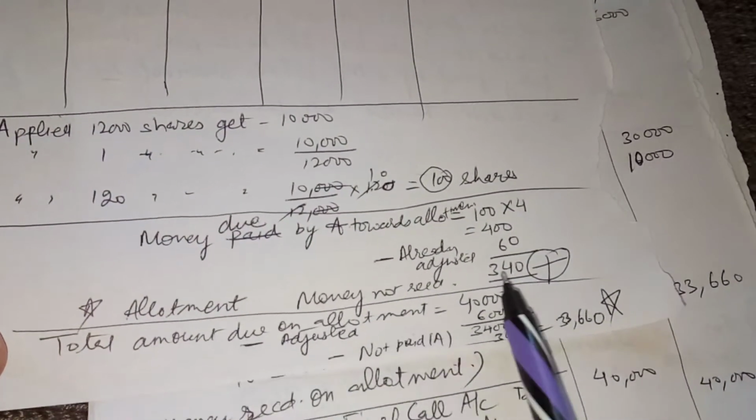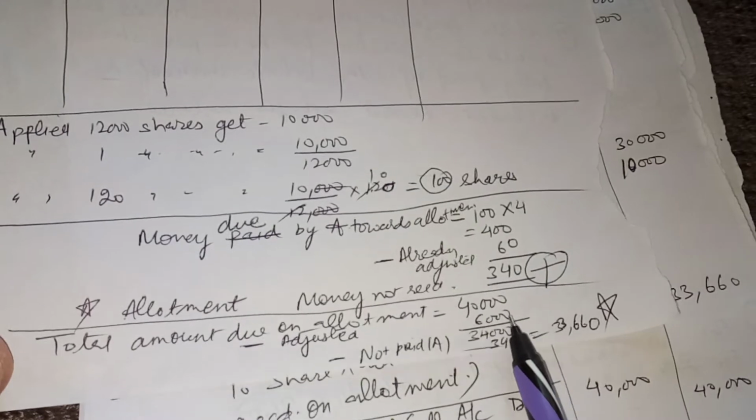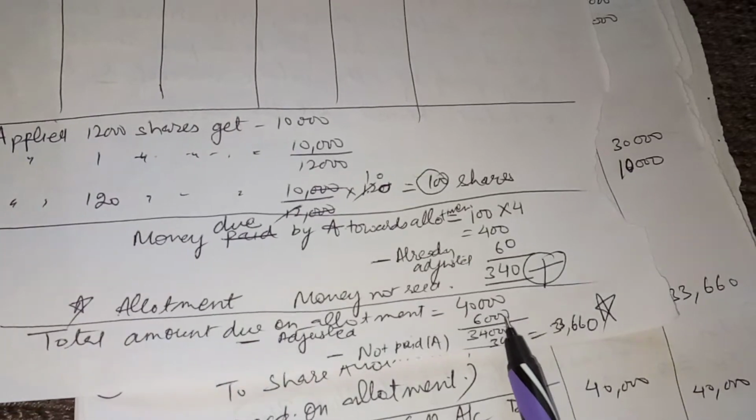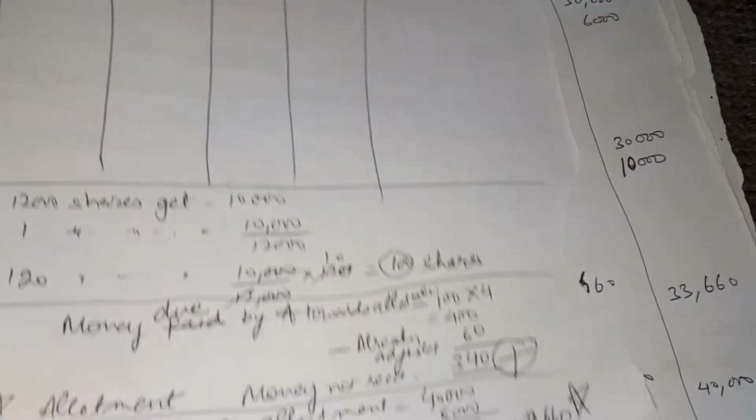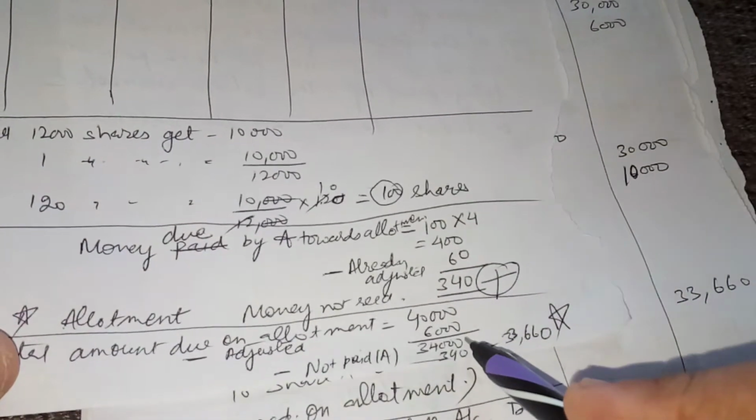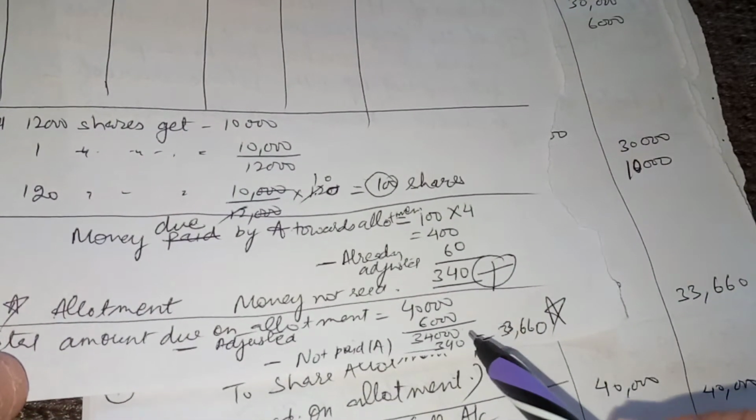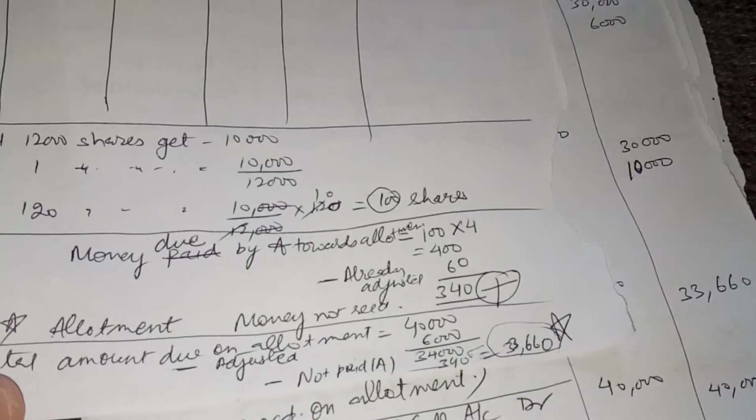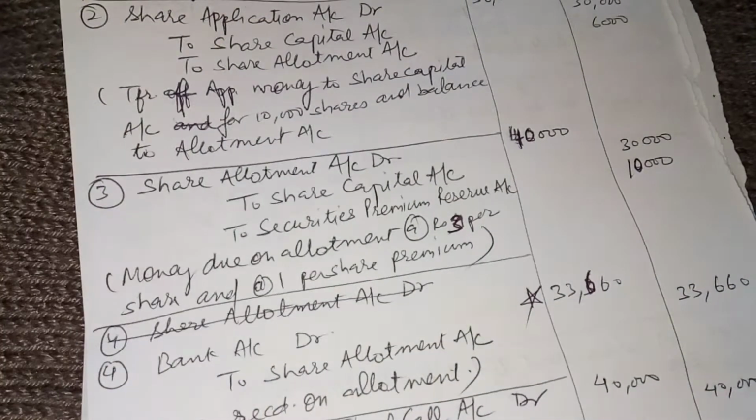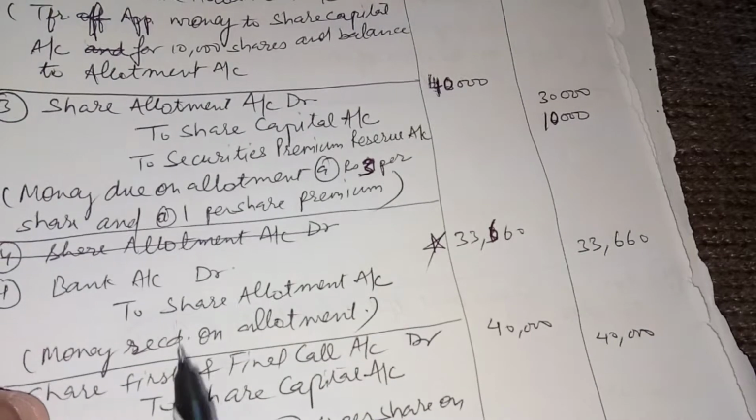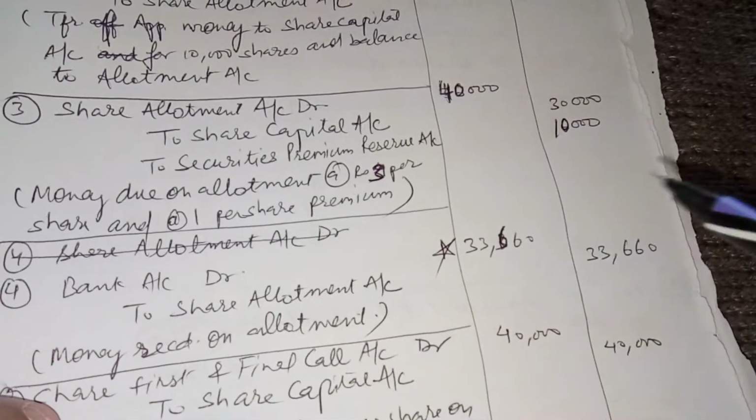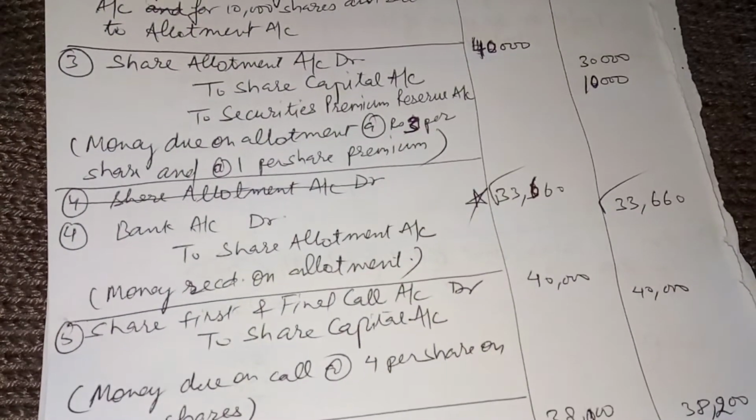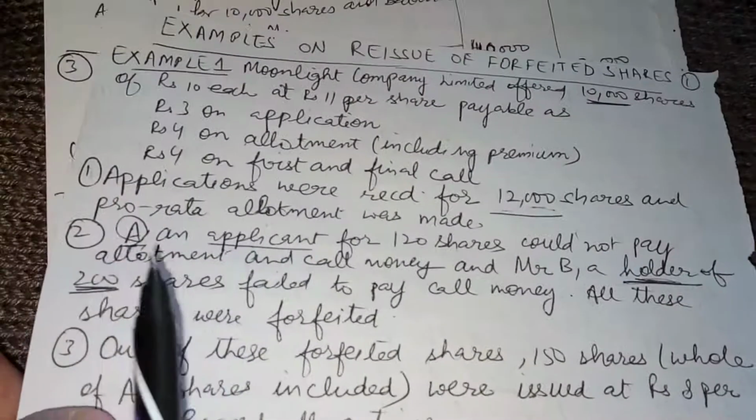Total amount due on allotment was 40,000, out of which, sorry, the money adjusted was 6,000 that we have calculated for allotment. So 34,000 were left, out of which not paid by A was 340. That means 33,660 was the actual money received. So here comes the allotment money. Bank account debit to share allotment 33,660 rupees.